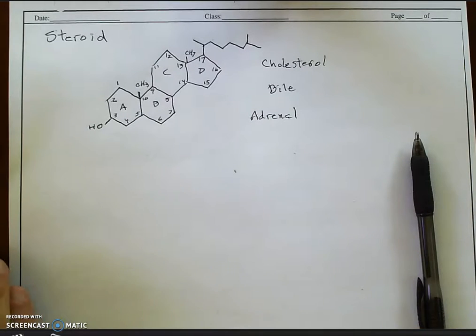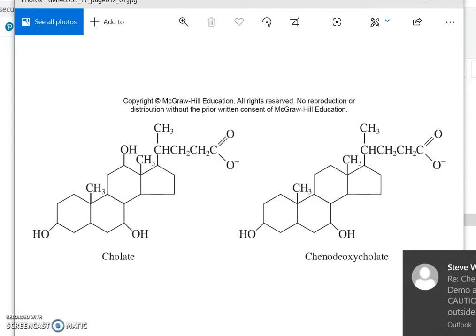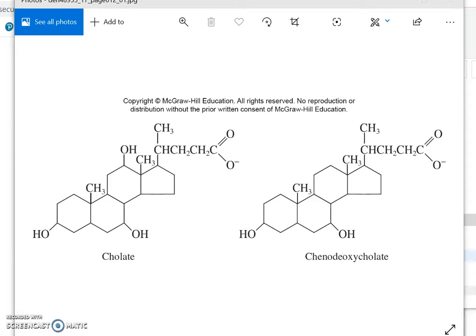I'm going to look and see if I can find some pictures of those. Here are cholate and chenodeoxycholate. As I said, these are found in bile as well. You'll notice these are copyrighted by McGraw-Hill Education. These are part of the textbook that I use for Chemistry 105, which is the Denniston General, Organic, and Biochemistry text. So it's a really good book.